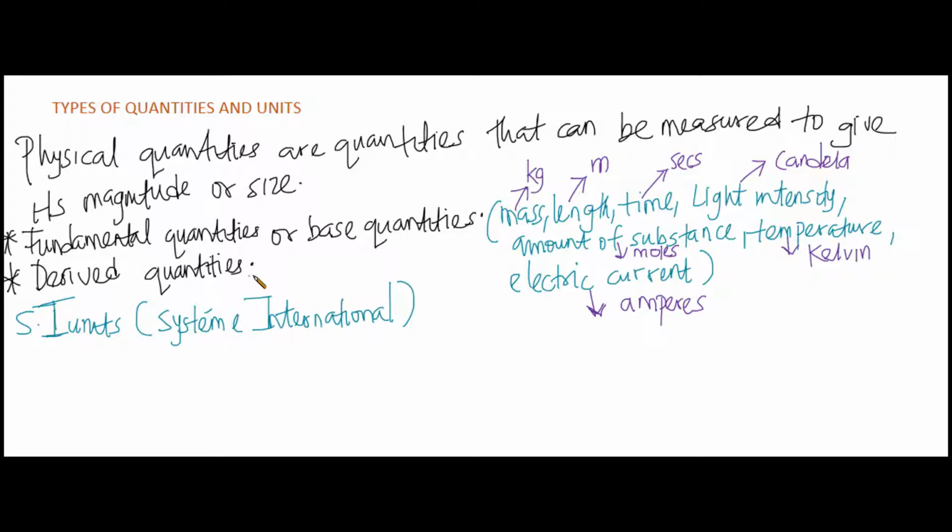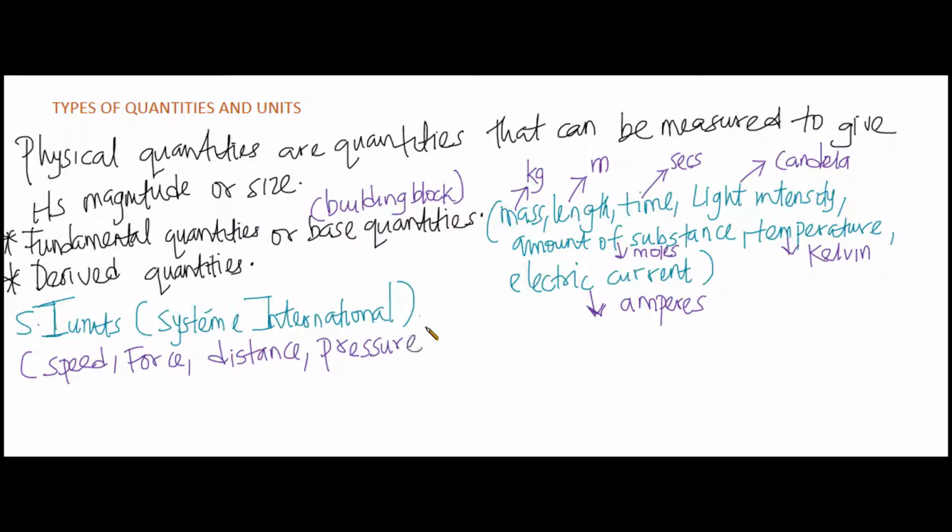Derived quantities are quantities that are gotten from the fundamental quantities. Since I've explained earlier that the base quantities are like building blocks, a foundation for other quantities, examples of derived quantities are speed, force, distance, pressure, and so on.